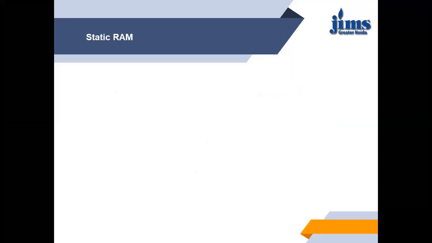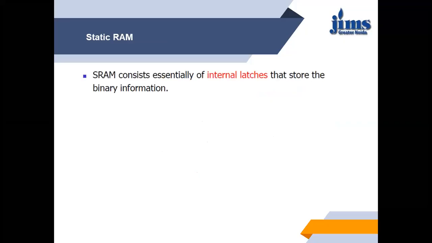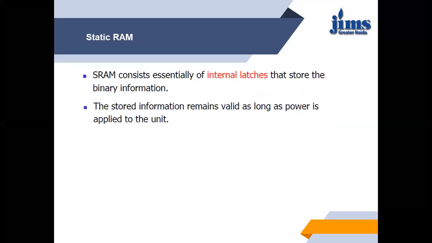Static RAMs: there are two types of RAMs, SRAM and DRAM. First is the static and the other is the dynamic RAM. Let us take a quick look at the static RAM. SRAM consists essentially of internal latches that store the binary information. What are latches? We are going to discuss that in unit 2. The stored information remains valid as long as power is applied to the unit.